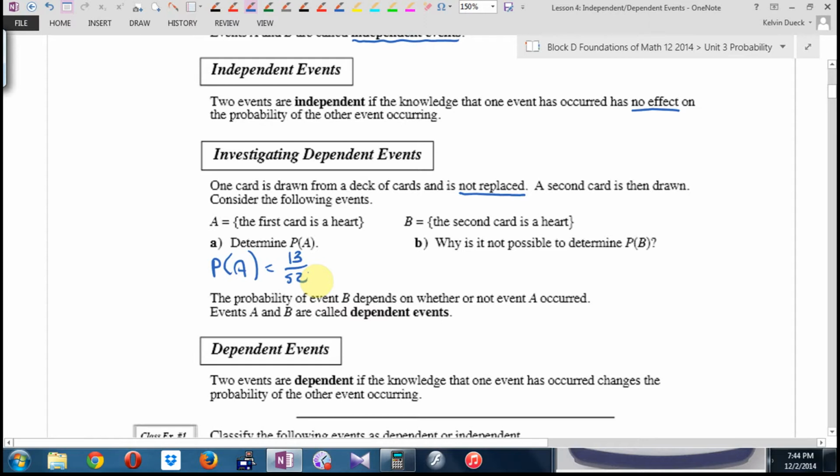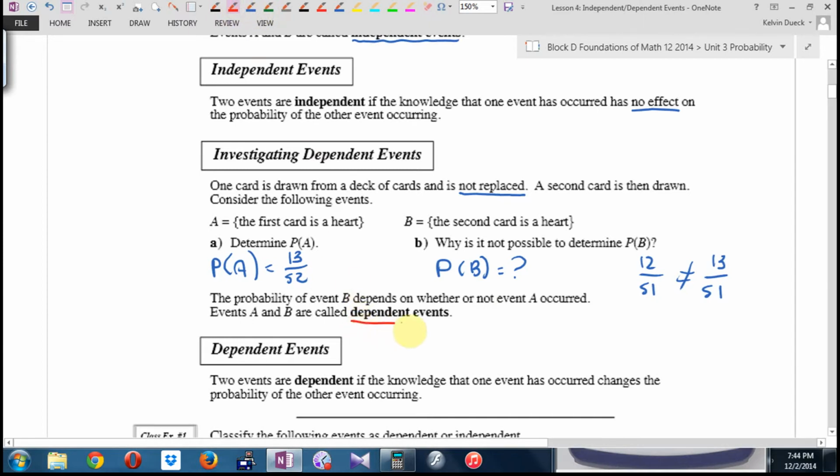Then part B says, why can't I find this? Well, it depends. Because what I ask myself is, how many successes are there? How many hearts are there in the deck? It depends whether or not I got a heart with my first card. There could be 12 left. There could be 13 left. I don't know. The number changes depending on whether A occurred or not. If A occurred, it's 12 out of 51. If A didn't occur, it's 13 out of 51. And the fact that these two are not equal tells you that this is a dependent event.